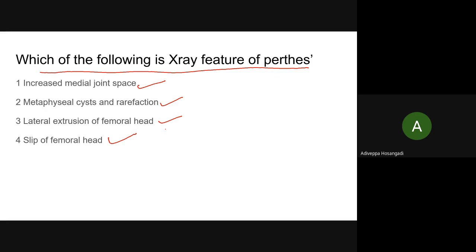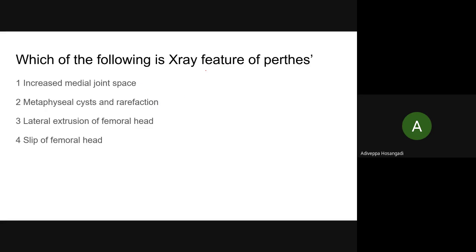Can anybody try attempting this answer? Who's doing internship now? You keep responding. Otherwise, I am not sure whether my voice is clear or the net is unstable. Sir, voice is clear, sir. Okay, good. You might find it difficult to answer, but I'll explain in detail.